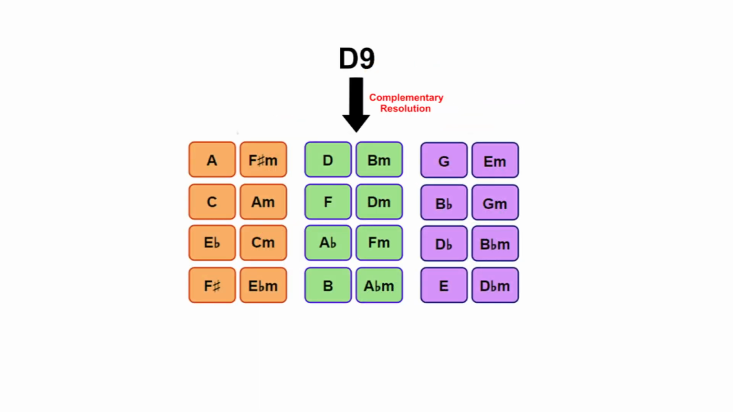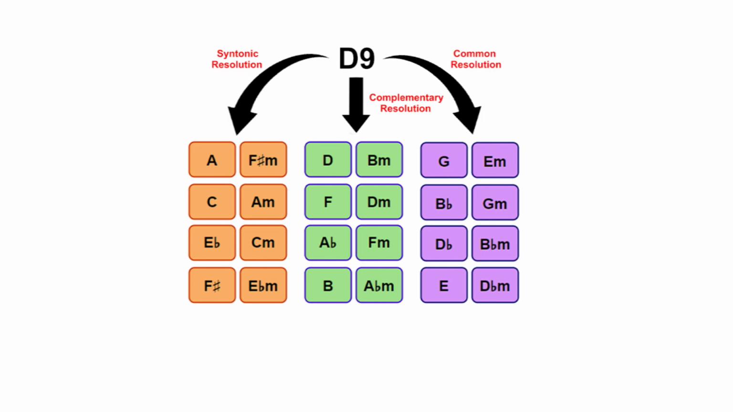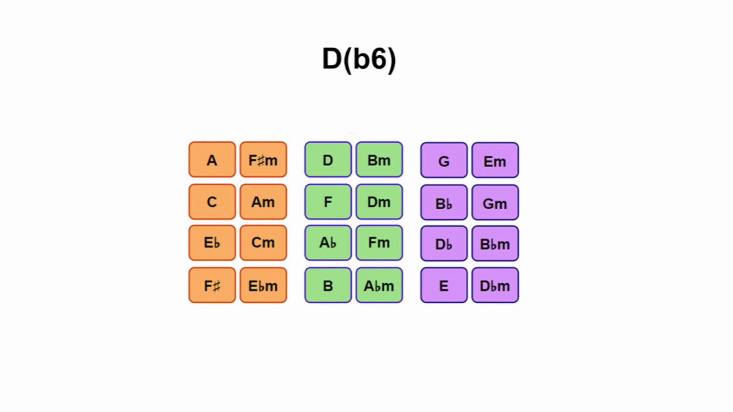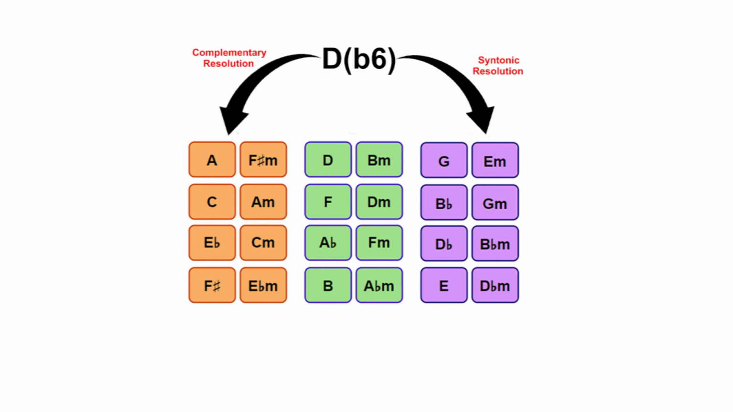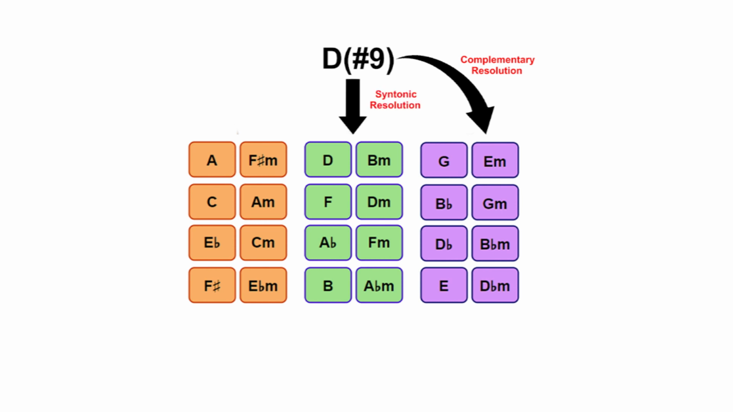Complementary extensions resolve complementary to the chords of the same column, syntonically to the chords of the left column, and commonly to the chords of the right column. Syntonic extensions may resolve complementary to the chords of the left column, syntonically to the chords of the right column, and commonly to the chords of the same column. As common extensions, they may resolve complementary to the chords of the right column, syntonically to the chords of the same column, and commonly to the chords of the left column.